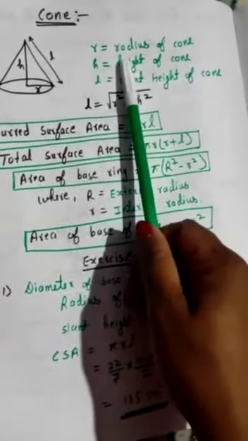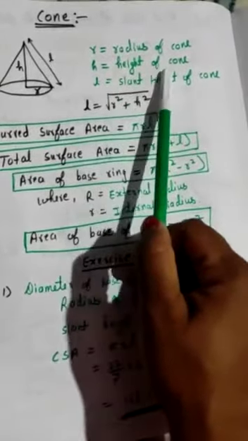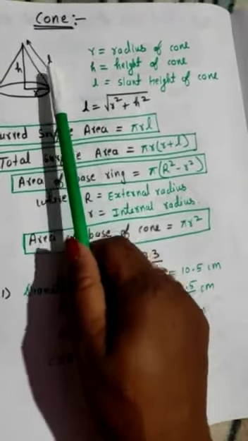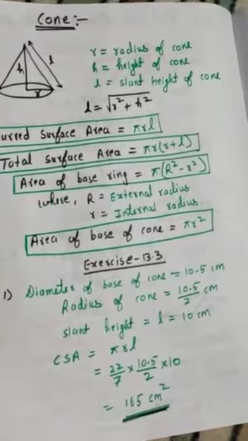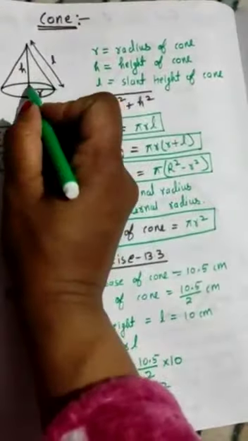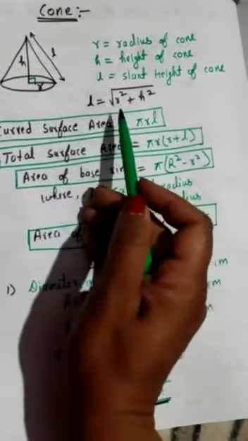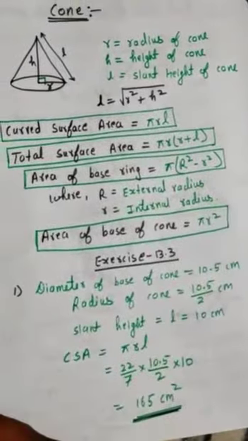So you can see the notations are: r is the radius of the cone, h is the height of the cone, and L is the slant height of the cone. Now for calculating L, you have a formula, which is r square plus h square, because you can see that this is a right angled triangle and you can use Pythagoras theorem over here to write the equation for L. So L is the square root of r square plus h square.